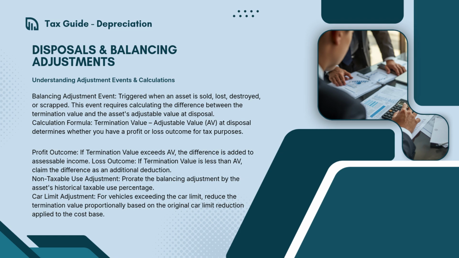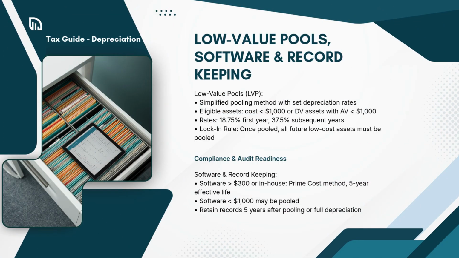Crucially, if the asset had private use, the balancing profit or loss is reduced by the historical non-taxable percentage. Also, if the asset was a luxury car subject to the car limit, you must artificially reduce the termination value by the same ratio that the original cost was restricted.